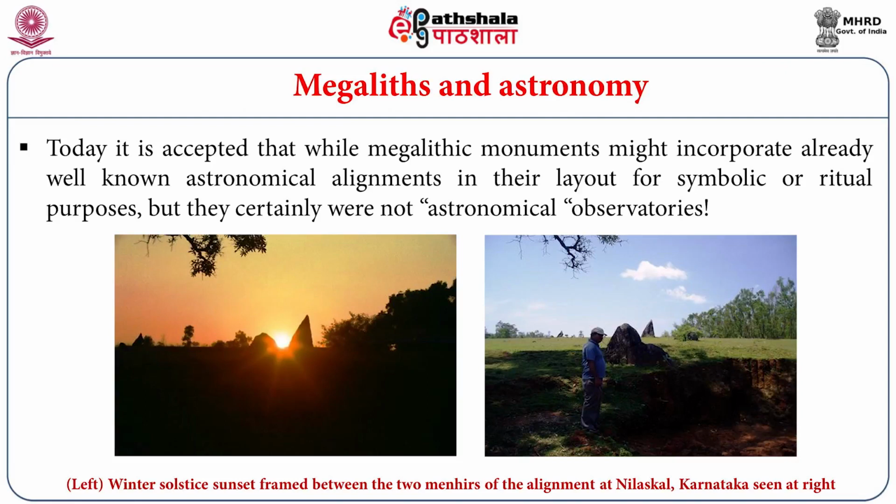Today, it is accepted that while megalithic monuments might incorporate already well-known astronomical alignments in their layout for symbolic and ritual purposes, they cannot certainly be treated as astronomical observatories. In this particular image from megaliths of Karnataka, we can see the winter solstice sunset in between two megalithic monuments. We do not know whether people intentionally created this monument to fall on this particular occasion. However, there is a likelihood that they considered certain days as very important. They might have chosen this particular day to erect these monuments at a specific time.